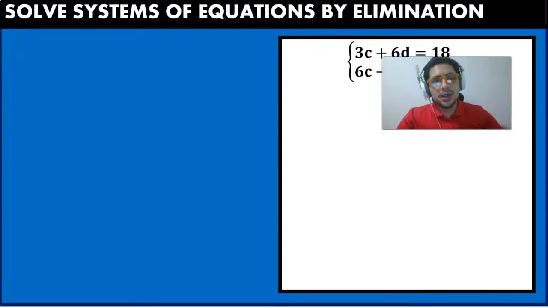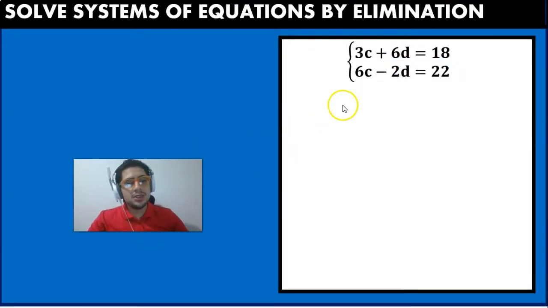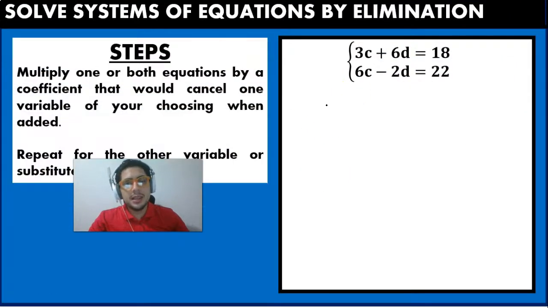So in this case, we're going to be taking a look at the following system of equations. We have 3c plus 6d is equal to 18 and 6c minus 2d is equal to 22. And we, of course, want to find the values of c and d that give a solution to this system of equations. Now, when we are doing a problem by elimination, what we're going to be doing is that we're going to multiply one or both equations by a coefficient or a number that would cancel one variable that you are going to choose whenever we are adding the two equations, right?